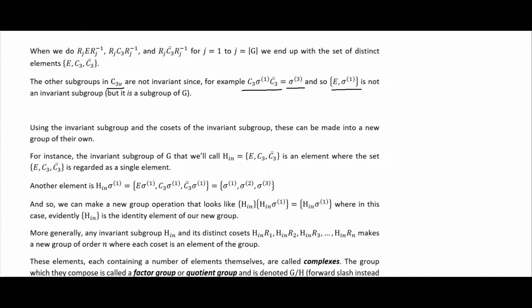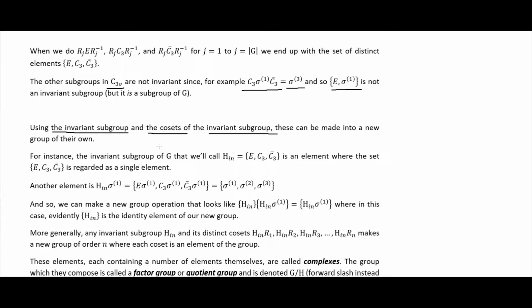All right, and then using the invariant subgroup and the cosets of the invariant subgroup, these can be made into a new group of their own. And so now we're actually making a group out of the subgroups. And so we're making a group out of elements, and these elements actually are groups themselves. And so that's actually what we're going to be doing here.